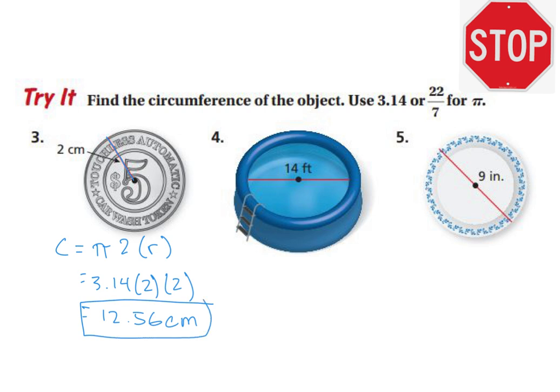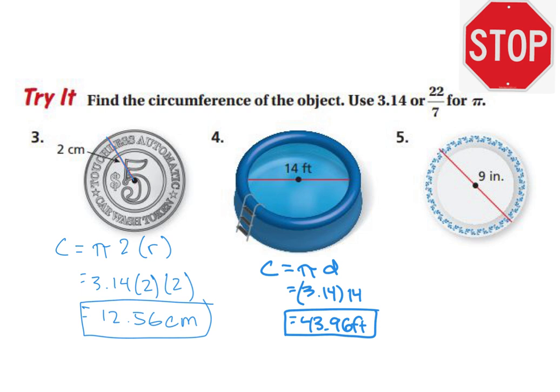For question number 2, we're going to use the equation circumference equals pi times diameter. So we'll go 3.14 times a diameter of 14. And in this case, 3.14 times 14 is 43.96 feet. And then finally, for number 5, it looks like we'll do circumference equals pi times diameter again. So we'll go 3.14 times 9, and 3.14 times 9 is 28.26.